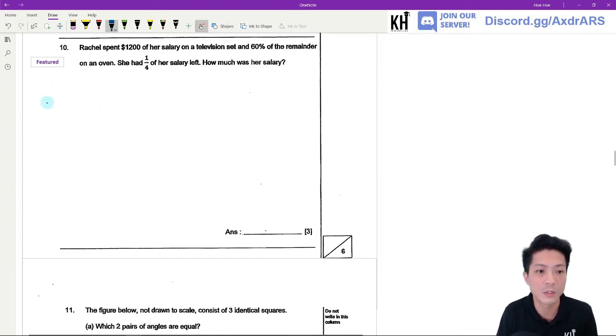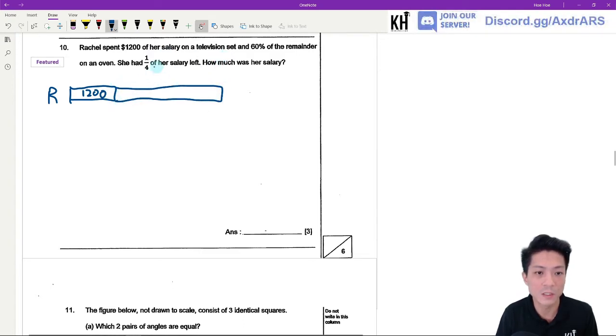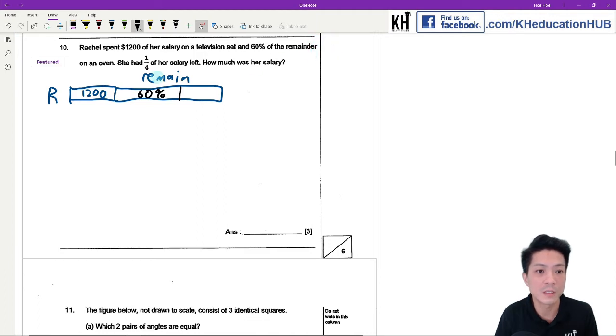Okay, I'm gonna draw a simple model over here. This block will represent the 1,200. After which I'm gonna draw another block over here. This is the remainder, out of which she spent 60%, which is maybe somewhere here. 60% of the remainder on an oven, and she had a quarter of her salary left.